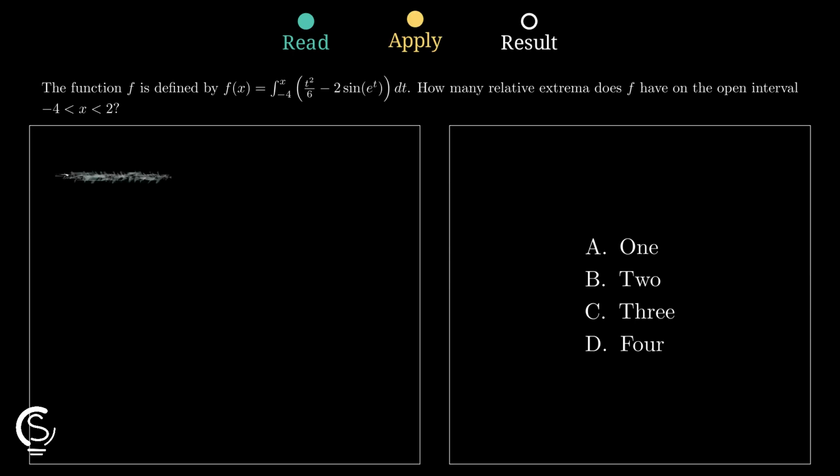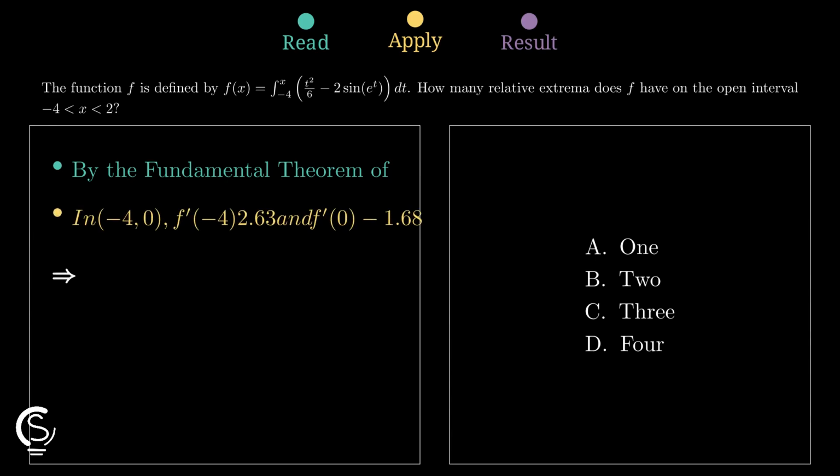Next, we look for where this derivative equals 0 on our interval. By checking values like -4 and 0, we see the sign changes indicating roots exist for our function. Analyzing growth confirms exactly 3 sign changes. This results in 3 relative extrema, making option C correct.